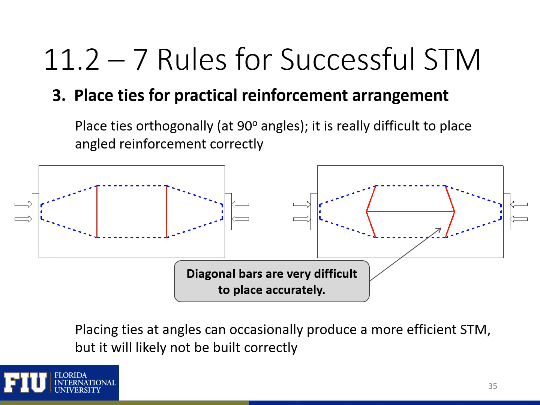We also need to think about how practical the placement of our reinforcement will be for construction. So we want to make sure, or do our best, to place ties orthogonally, so at 90-degree angles. It's really difficult to construct a member with reinforcement at angles other than 90 degrees. So while placing reinforcement at an angle may lead to a more efficient design, it's going to be very difficult to construct, and likely it'll get constructed improperly. So just in general, make sure that your reinforcement is placed orthogonally.